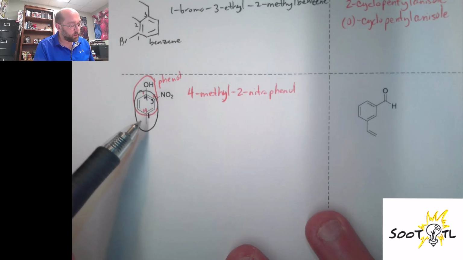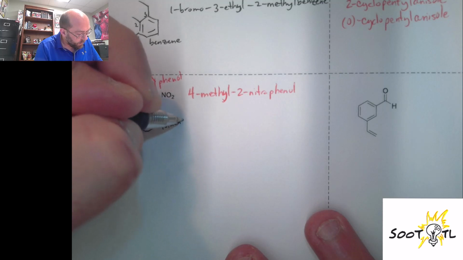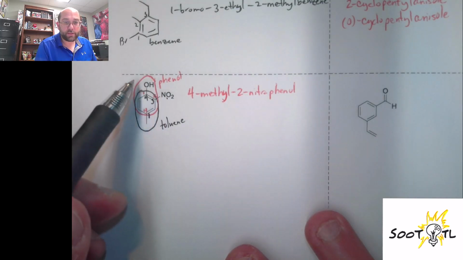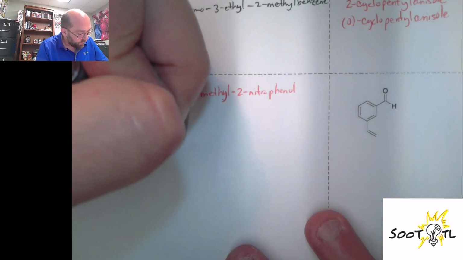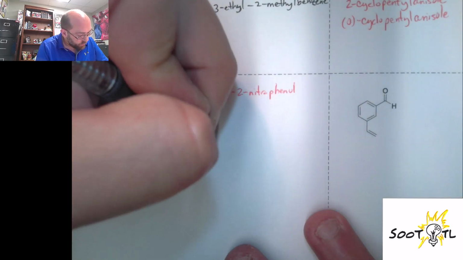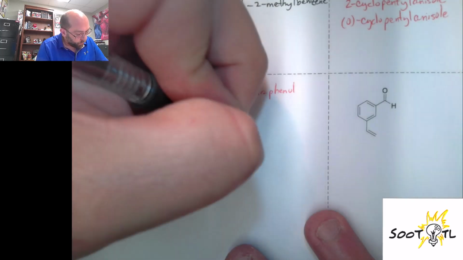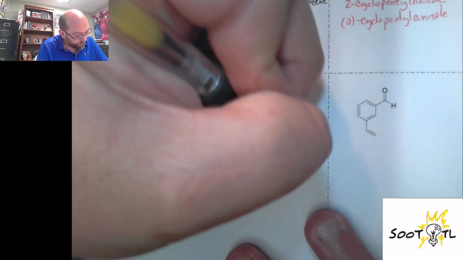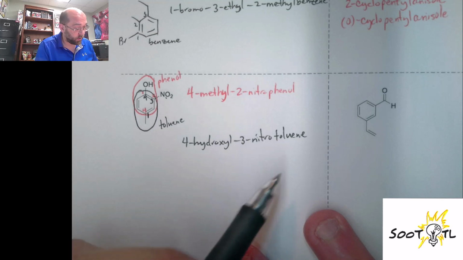So when we look at toluene, you got, this is called a nitro group, and then this is called hydroxyl. So you would actually write this one first. So it would be 4-hydroxyl, 3-nitro-toluene. The color coding actually helps me too because I almost tried to call it phenol again.